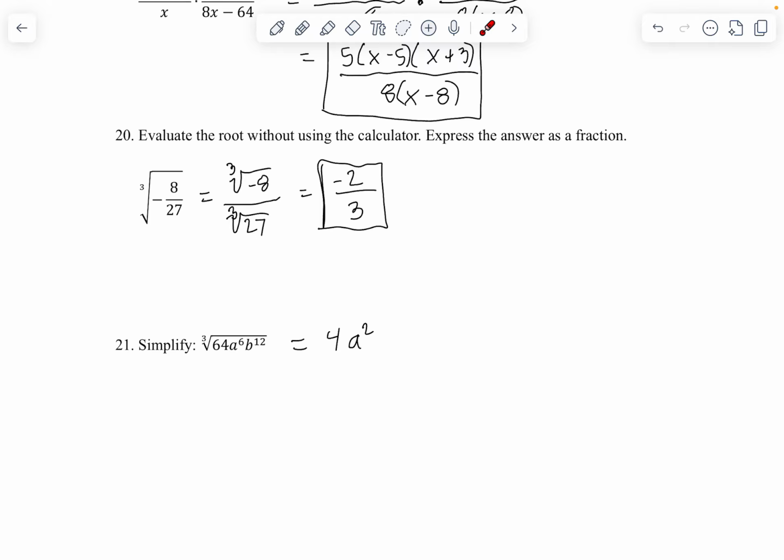And then here we have b to the 12. 12 divided by 3 is 4. So that becomes b to the 4. So that is what that simplifies into.